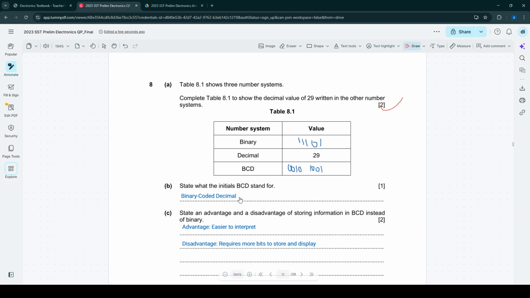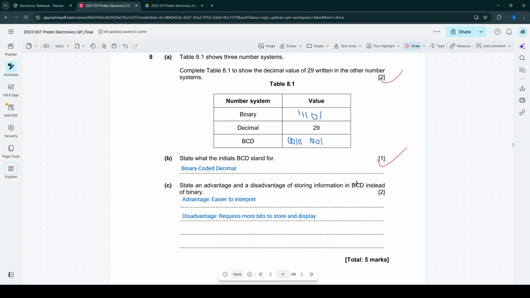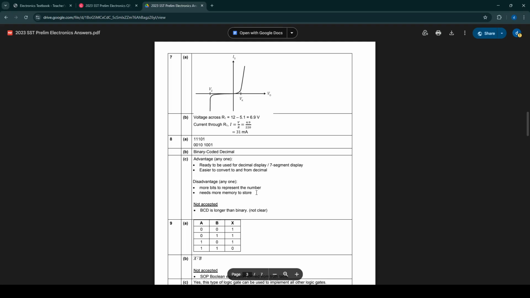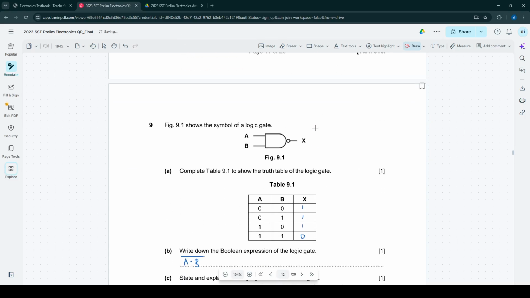State what the initials of BCD stand for: binary coded decimal, yes. State an advantage and a disadvantage for storing information in BCD. Okay, so the advantage is it's easier to interpret, but the disadvantage is it requires more bits to store and display. Correct. Okay, 2 marks is fine.